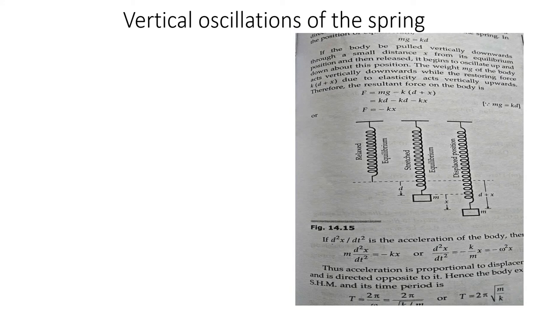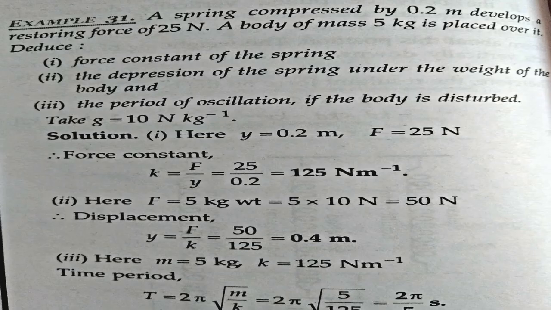If the oscillation is horizontal or vertical, it doesn't matter, the time period remains the same. If the mass connected is the same and the spring constant remains the same, that is, if the same spring is connected to the same mass, whether the oscillations are vertical or horizontal doesn't matter, the time period remains the same. Now we'll discuss one or two problems related to this.